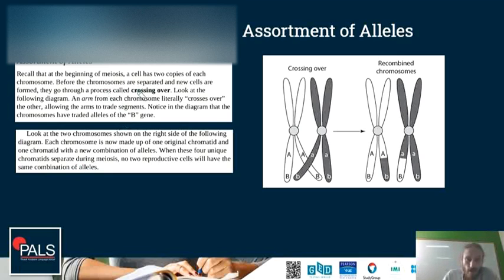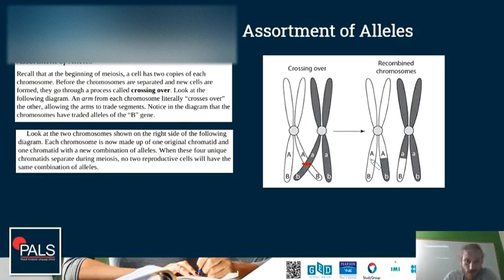A process called crossing over can, or very often does, occur, where the homologous chromosomes, pairs of chromosomes, may exchange pieces with each other, and alleles might be shuffled up a little bit, which we call the assortment of alleles. Now we can see here this piece of the chromosome does exchange. The small b here goes over to that chromosome, and the big B goes over to that chromosome.